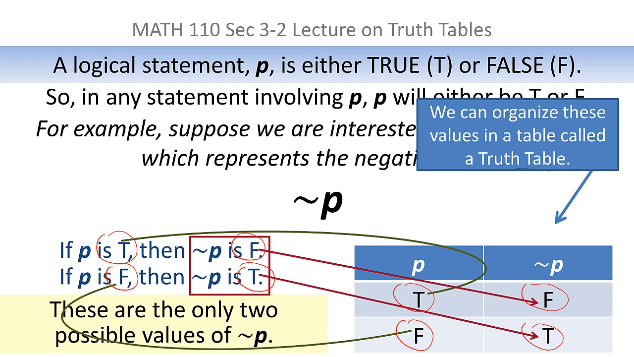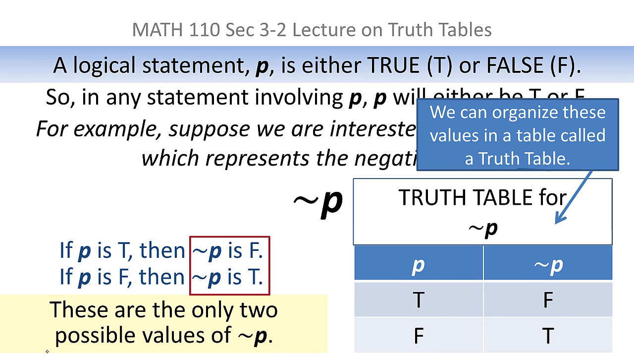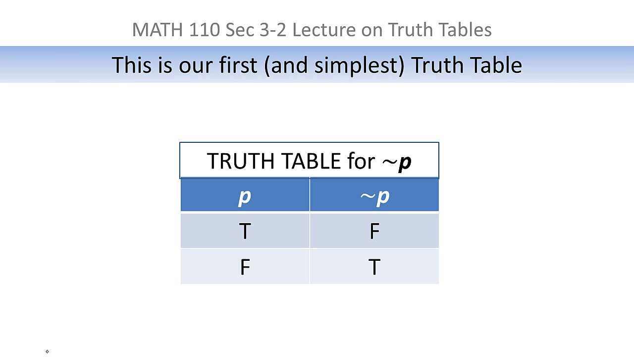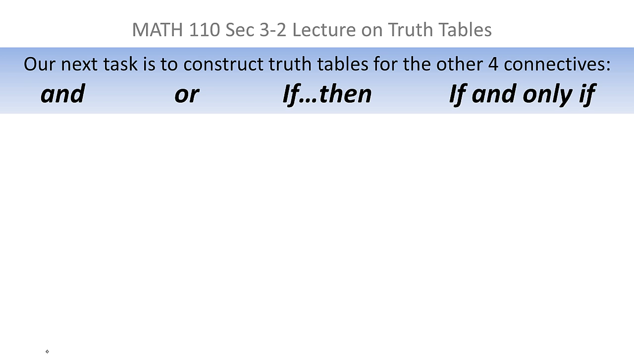That table is called a truth table. So this is the truth table for the negation of P, and it is the first and simplest truth table we'll be working with. I hate to say that you have to memorize this, but you have to know this, that when P is true, not P is false. When P is false, not P is true. So that's something that you will have to know and be able to use. So that's our first truth table.